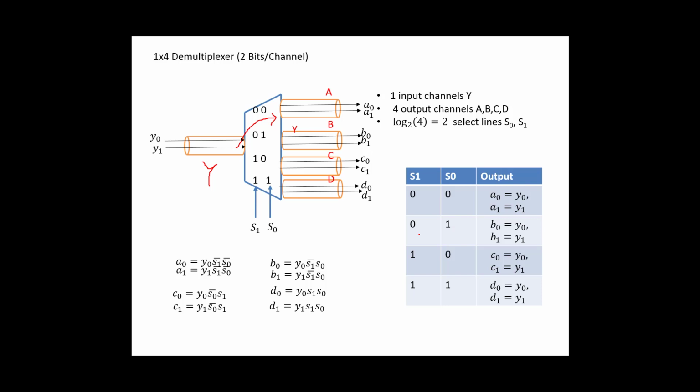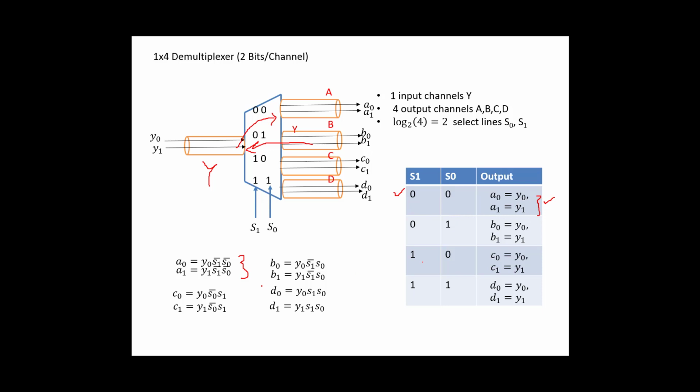Similarly, when we have S0, S1 combination equal to 0, 1, the second channel is connected to the input, such that B0 equal to Y0 and B1 equal to Y1, and so on. So in this way we can write Boolean expression. A0 is connected to Y0, A0 is equal to Y0 when S0 complement S1 complement is true. Similarly, A1 is connected to Y1 when S0 complement S1 complement is true. So this pair of equations are related to the first combination of select line.